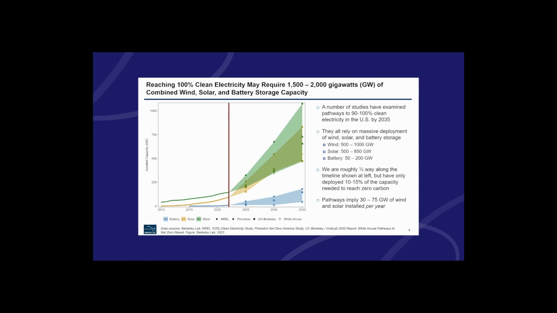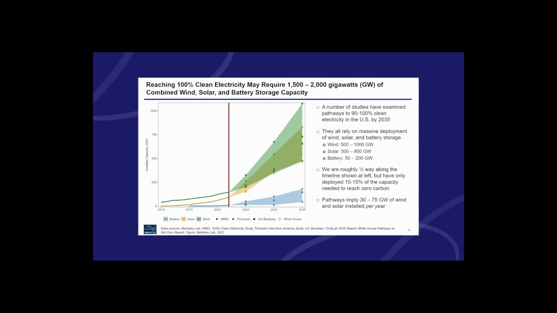So what I want to emphasize is that I conveniently placed this red line really halfway along that timeline. If you look at these lines, these represent installed capacity of wind in green, solar in yellow, and battery storage in blue. So that's where we are today and the historical look. And then these pathways represent different studies from the National Renewable Energy Lab, Princeton University, UC Berkeley, and a White House report, basically laying out different pathways to reach, again, a zero carbon electric sector by 2035.